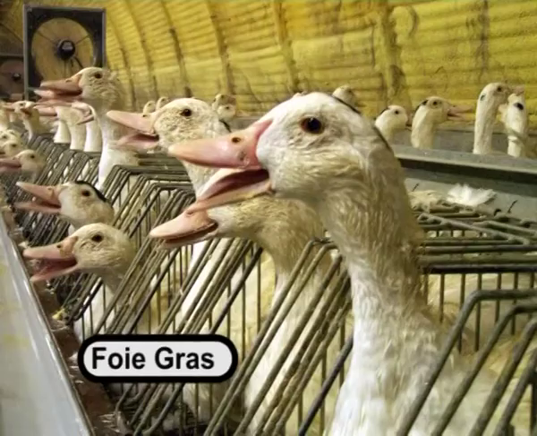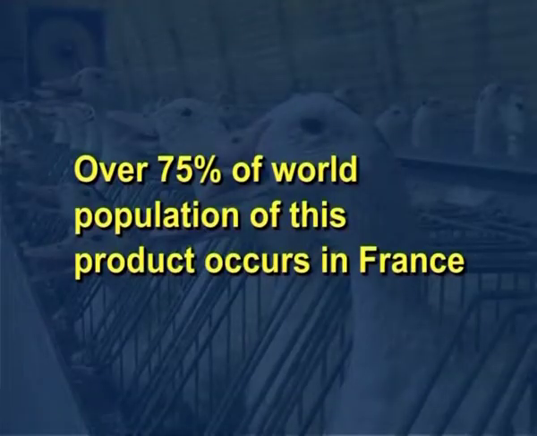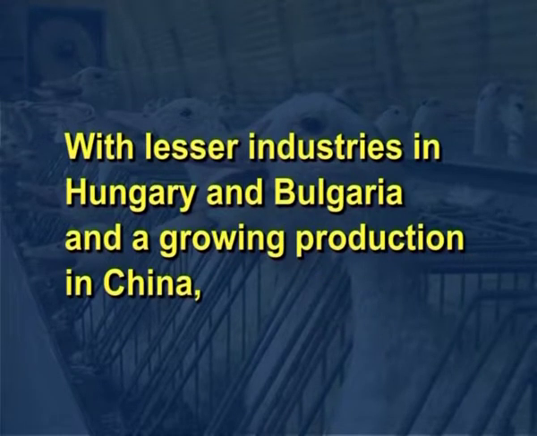In some countries, geese and ducks are force-fed to produce livers with an exceptionally high fat content for the production of foie gras. Over 75% of the world production of this product occurs in France, with lesser industries in Hungary and Bulgaria, and a growing production in China. But the process of feeding the birds in this way is banned in many countries on animal welfare grounds.